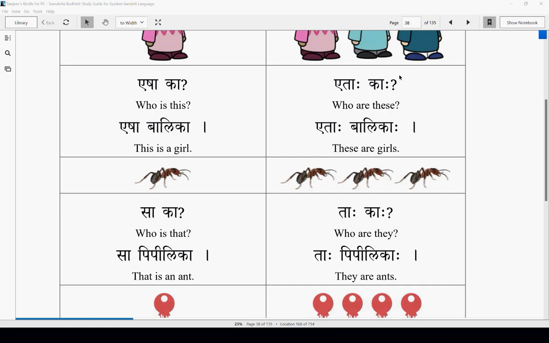Okay. What is the meaning of Sakhi? Friend. Friend as a girl, a girlfriend. Mitram is like any friend. Mitram is a Napumsakalinga word, so it can be used for boy or girl also. Sakhi is girl.